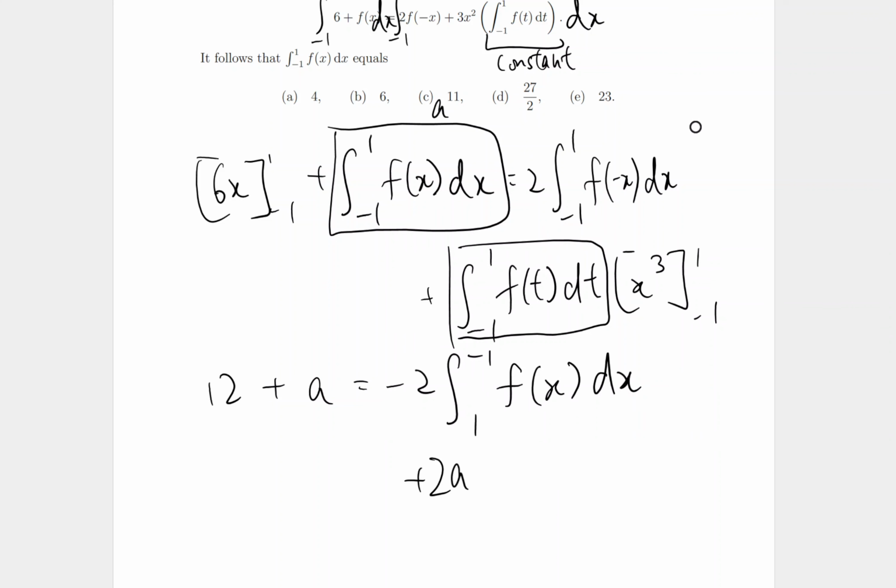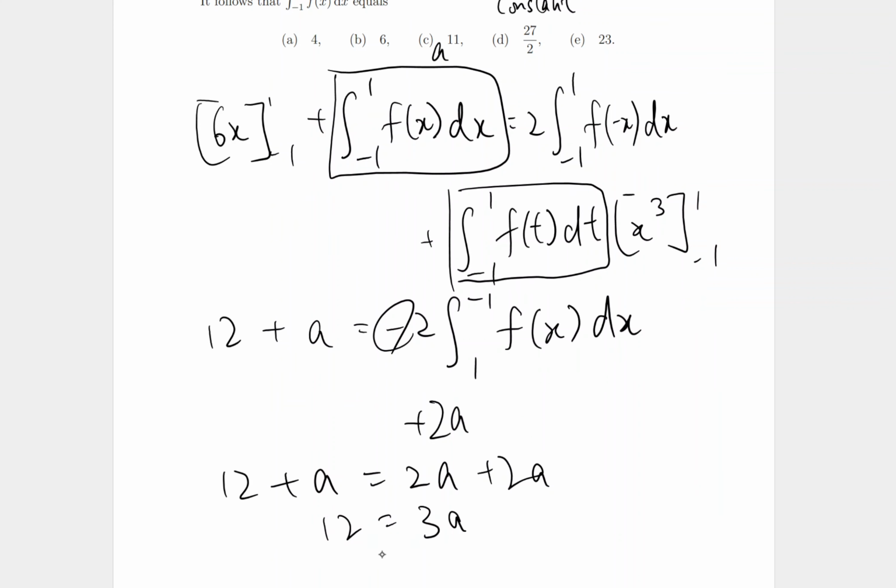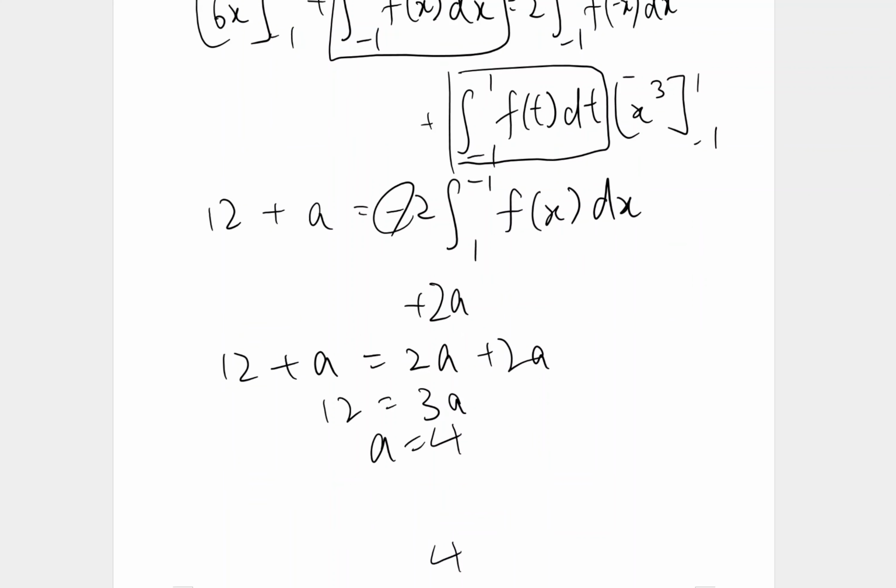So 12 plus A equals what? Now, there is a minus sign in front of the integral, so I could swap the boundaries. This becomes 2 times what I want, really. Because 1 and -1 swap, it becomes positive 2A plus 2A, which is beautiful, I think. So 12 equals 3A. And that gives us A equals 4, which I think is really pretty, actually.